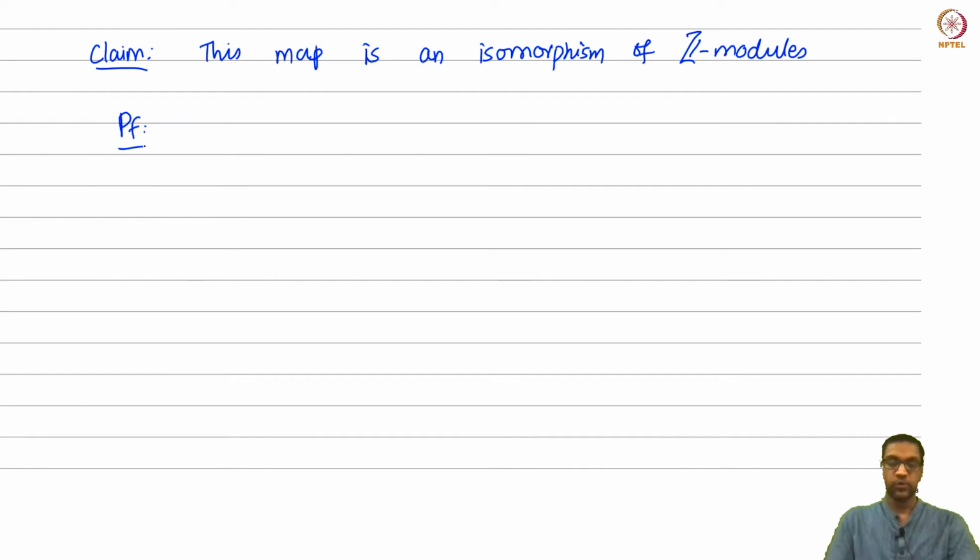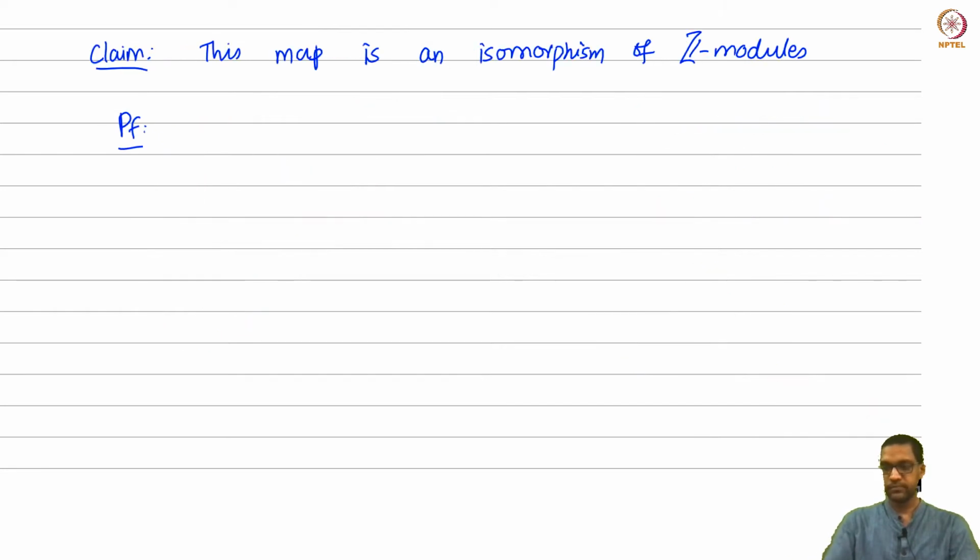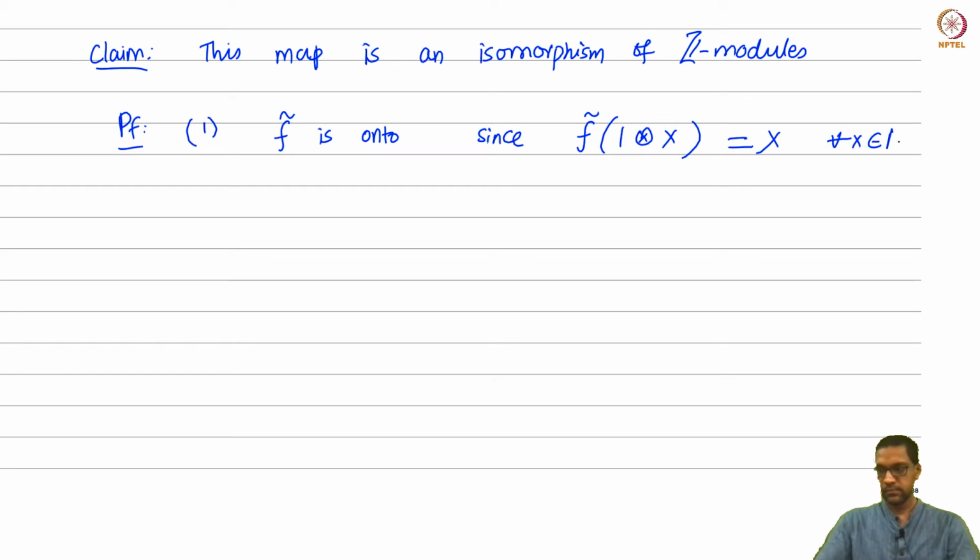Proof: we will show it's one-to-one and onto. First observe that it's onto is clear. We'll give this map a name, F tilde. F tilde is onto because you just have to take A to be 1. So observe property 1: F tilde is definitely a surjection. Every element x is in the image, so we just need to check that the kernel is 0.